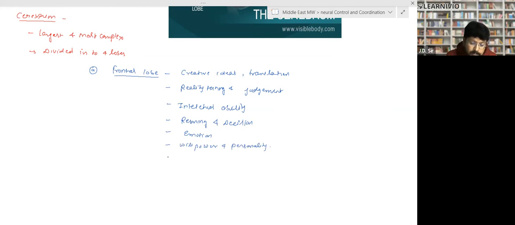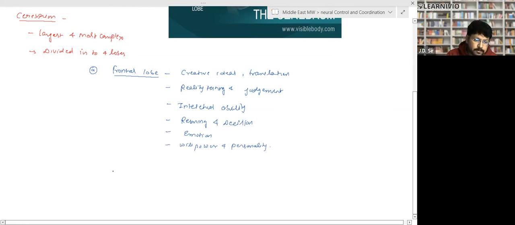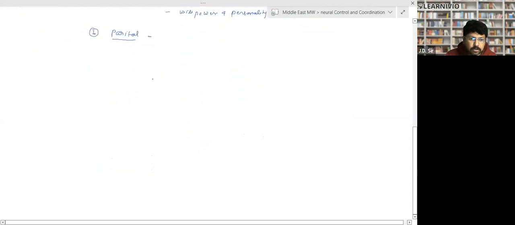The next one will be the parietal lobe. Put the second heading, B. B subheading, that is parietal. Now, what are the functions of the parietal part? The parietal part is responsible for sensory perception of touch, pain, heat, and cold.